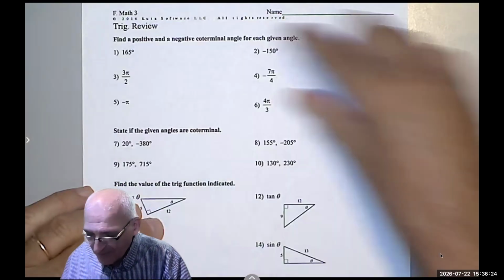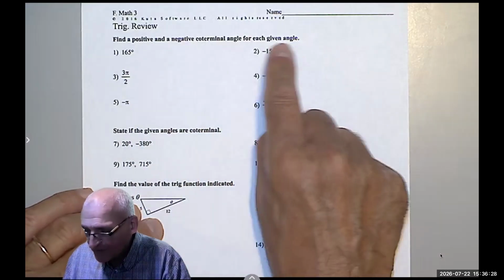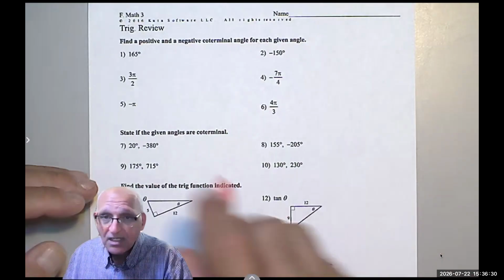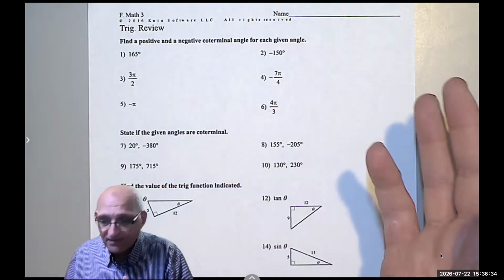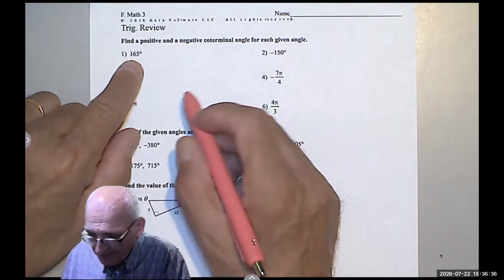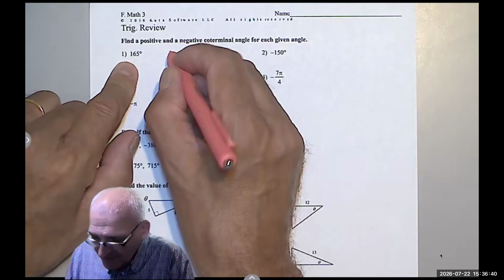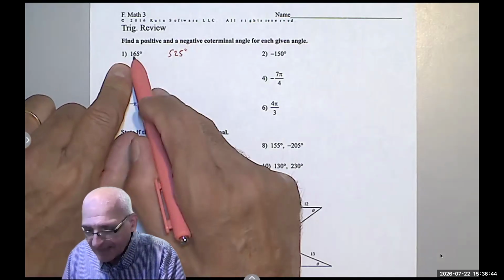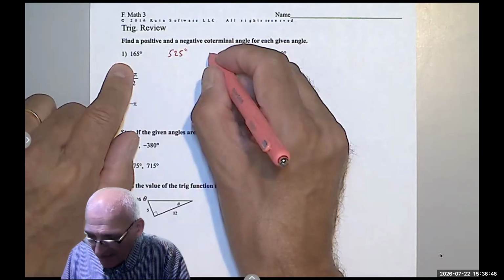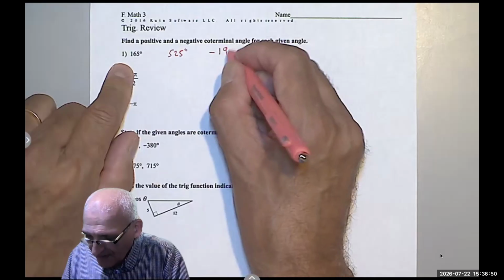First of all, let's go to looking at coterminal angles and stuff like we did before. I think the first part is easy. Find a positive and a negative coterminal angle for each given angle. If it has to be coterminal, you either add 360 or subtract 360. So if I pick this, for example, I add 360, so I get 525 degrees. And if I subtract 360, I get negative 195 degrees.